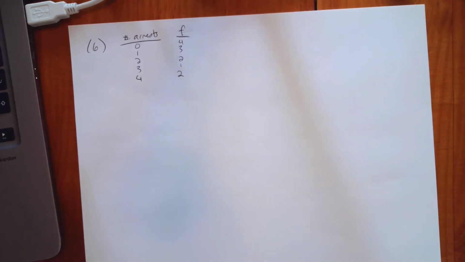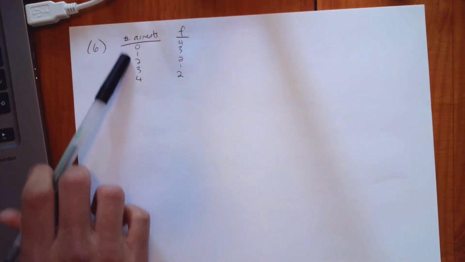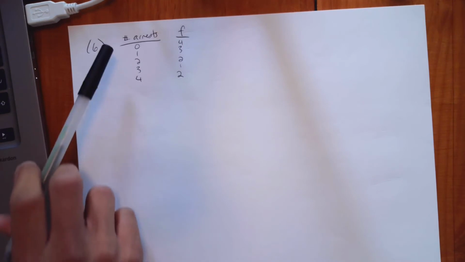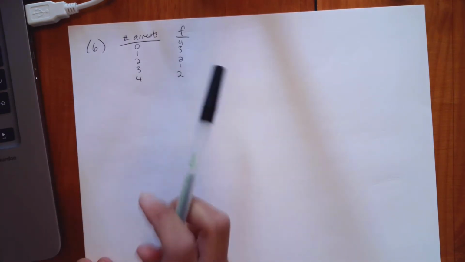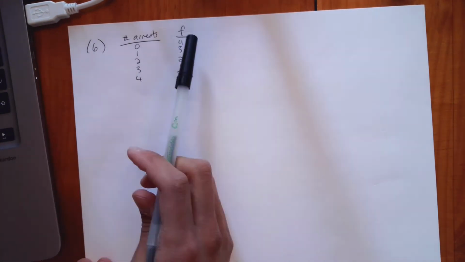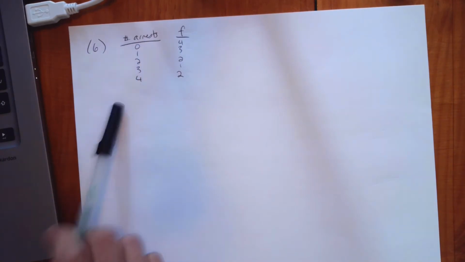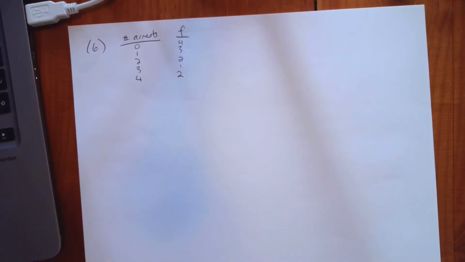So once again here, I've written out the data that we have for the number of arrests that the 12 people in our sample have. Each of these are the possible number of arrests that somebody could have, 0, 1, 2, 3, or 4, and each of these are the frequencies, or the number of people in the sample who have each number of possible arrests. Now, this is ratio level data.